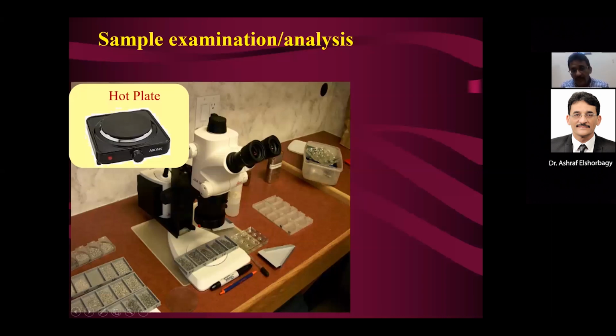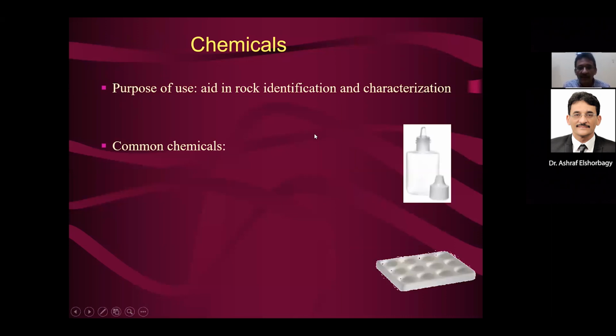Question. Now we need to describe samples. Do we need any chemicals to describe samples? Of course we need chemicals. Okay, what are the chemicals which we need? First one is hydrochloric acid, which is 10%. What do we need it for? We need hydrochloric acid for identification of carbonate rock, and we use it to differentiate between limestone and dolomite.